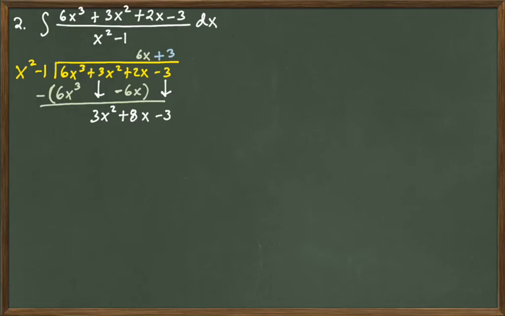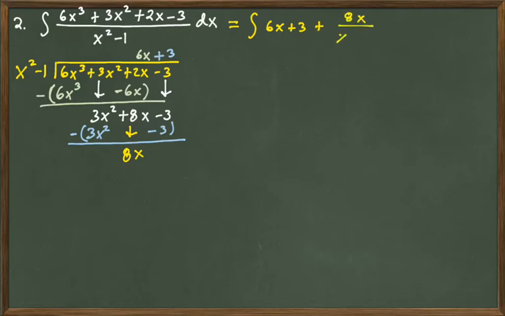x squared times 3 is 3x squared, and negative 1 times 3 is negative 3. I'm going to subtract. 3x squared minus 3x squared is gone. Bring down the 8x. And then negative 3 minus negative 3 will be negative 3 plus 3, so that's going to cancel out. And so our remainder is 8x, and our quotient is 6x plus 3. So our integral becomes the quotient, 6x plus 3, plus your remainder over your divisor.